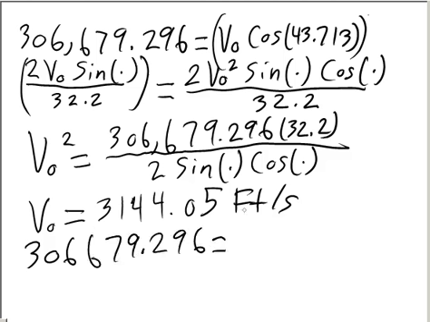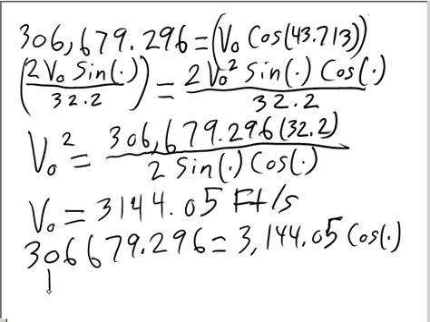We can put this back into our original equation to solve for t. 306,679.296 equals 3,144.05 times cosine of our angle times t. And we use simple algebra to solve for t, and that gives us a value of 134.949 seconds.